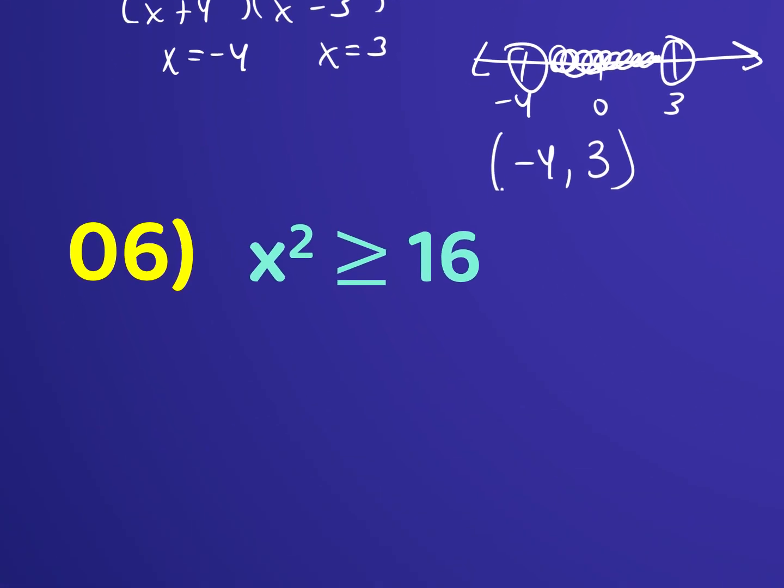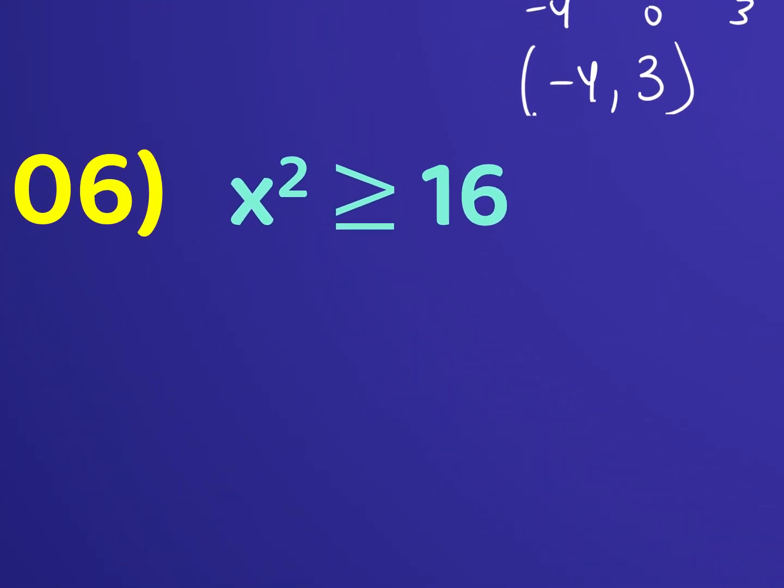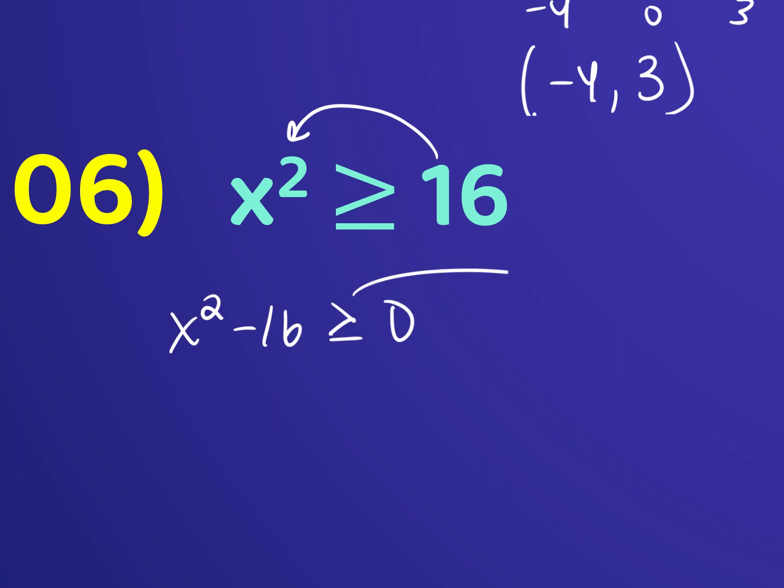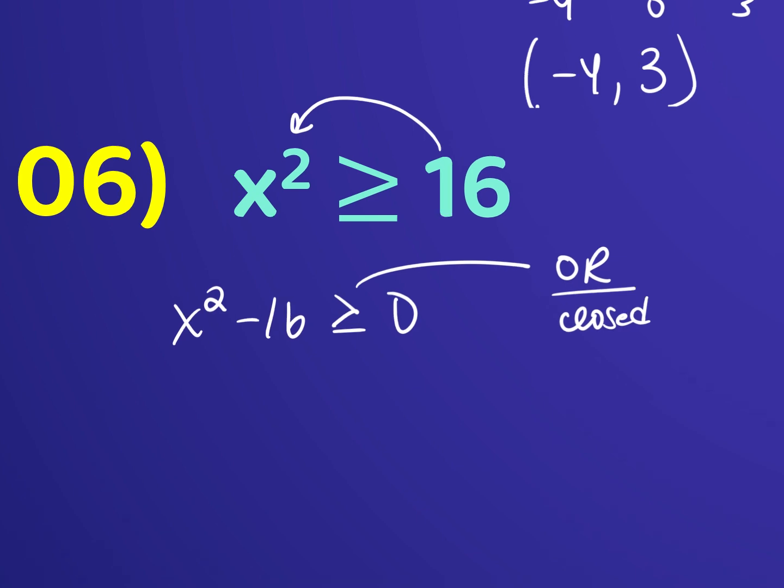All right, let's look at 6. Is everything on one side set equal to 0 or set greater than or equal to 0? No. So let's move this 16 over. So this becomes x squared minus 16 greater than or equal to 0. Now we're good. That says what? Closed. Good. And what? Or. Greater. And it's closed because it has the or equal to underneath.